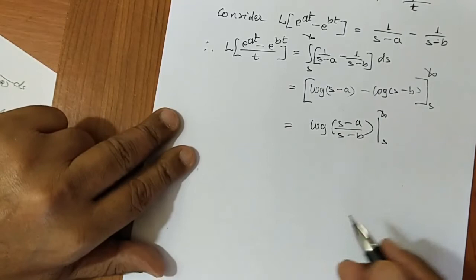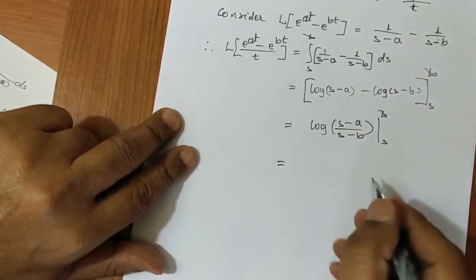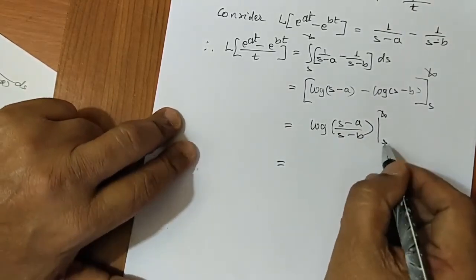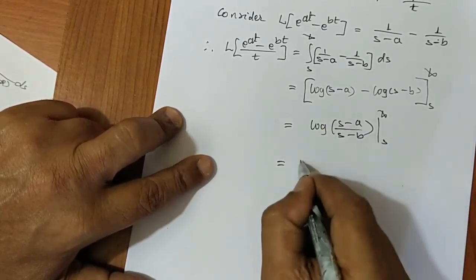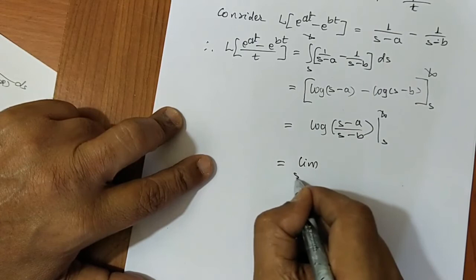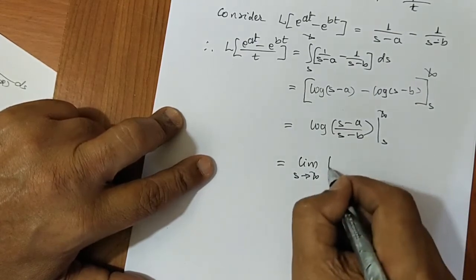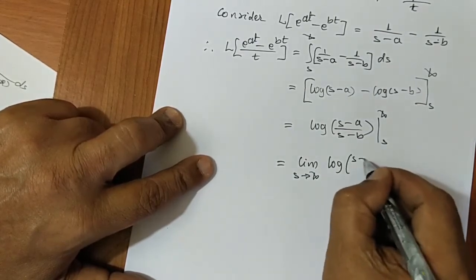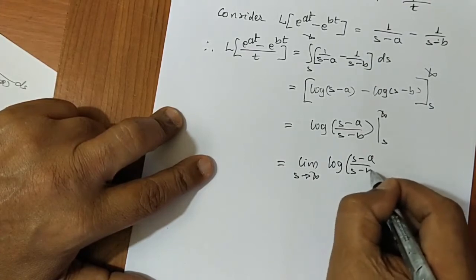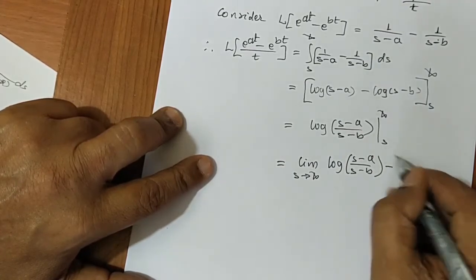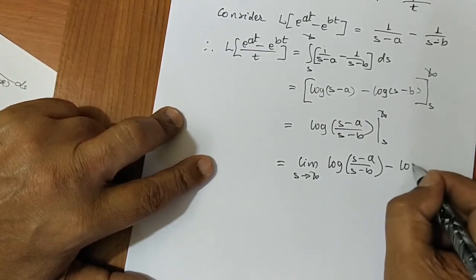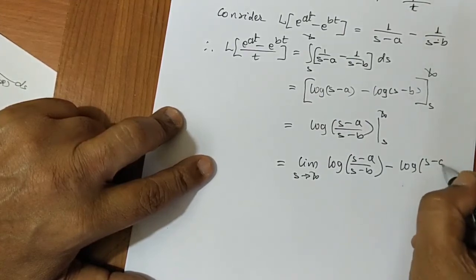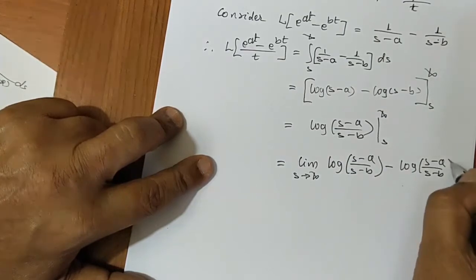Then what will be the next step? You know this, you can easily find out. So this will be equal to, first I should find the limit as s tending to infinity of log of s minus a by s minus b, minus, I have to put s is equal to s. So I get log of s minus a by s minus b.